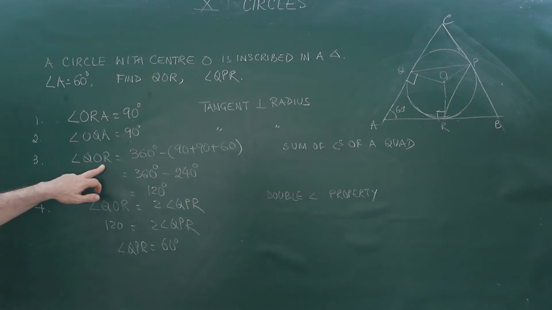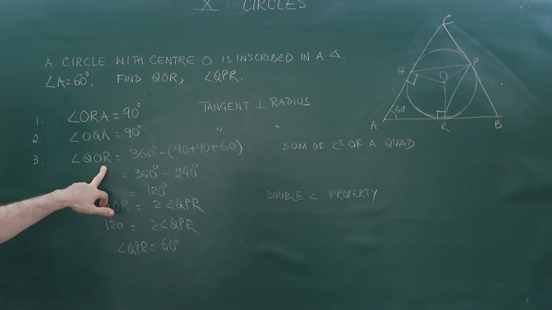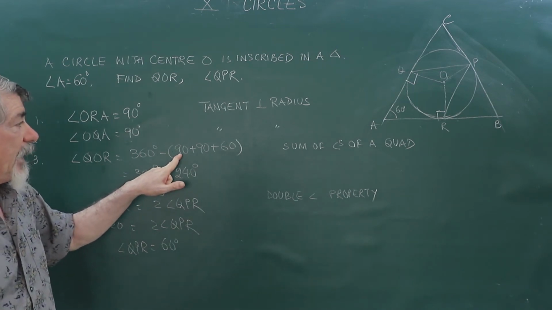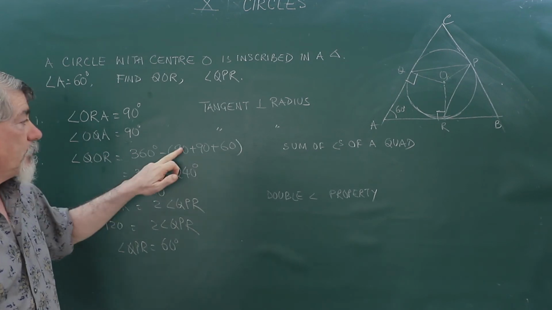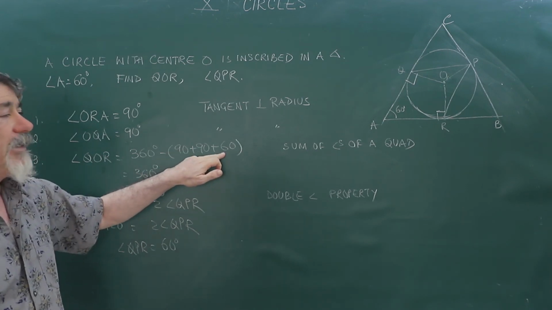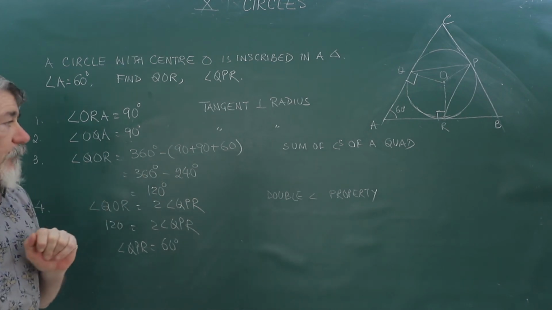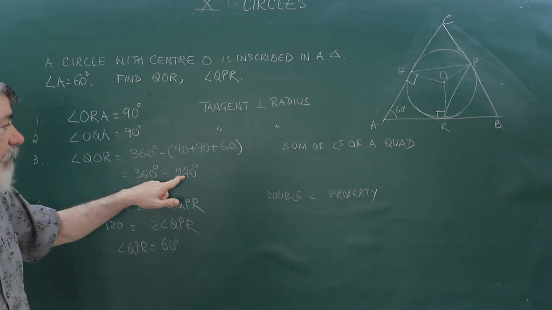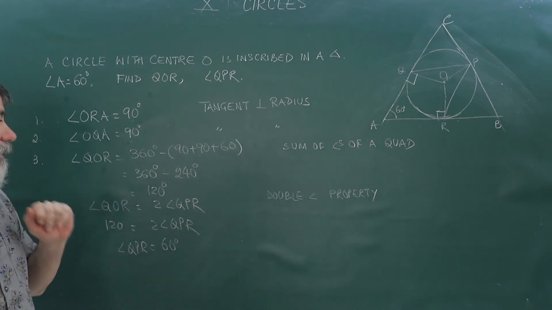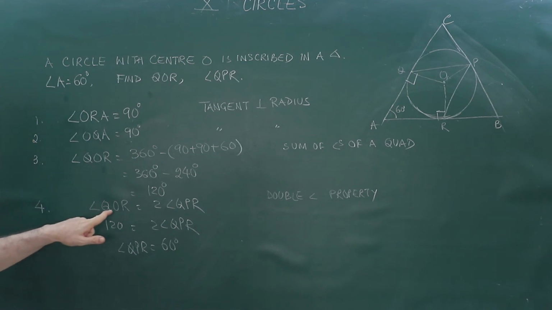So the fourth angle can be calculated by subtracting the sum of these three angles from 360 degrees, and those angles were 90, 90 and 60. So 90 plus 90 is 180, 180 plus 60 is 240 degrees. So 360 minus 240 will give us 120 degrees. So we got the angle QOR as 120. That is the first thing he wanted.